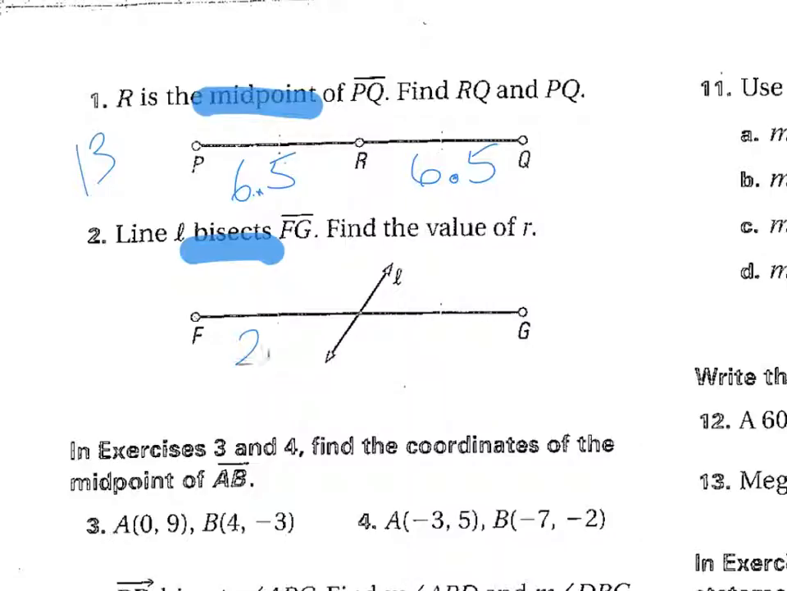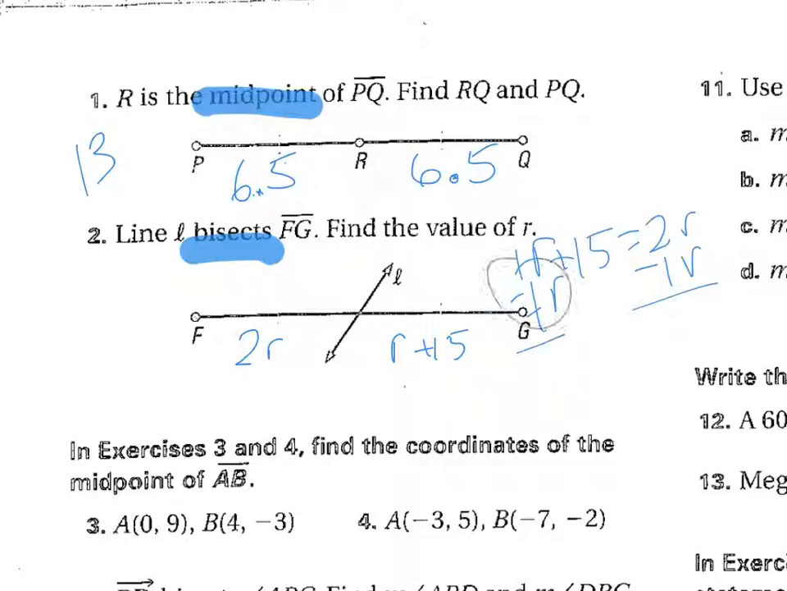And the other one, we have this is listed as 2r, and this is r plus 15. Now, again, this line is bisecting the segment. So it's cutting it in half, which means this side is equal to this side. If we want to solve for the variable, simply say, r plus 15 equals 2r. I'm going to subtract that 1r over, and so r is going to equal 15. So that's how you find the value of r.